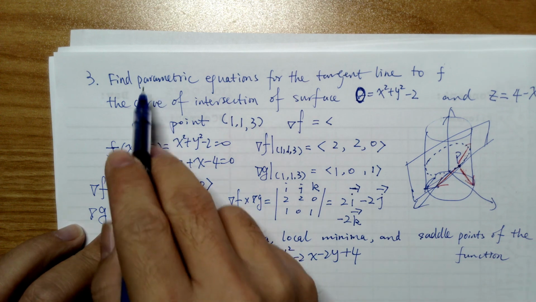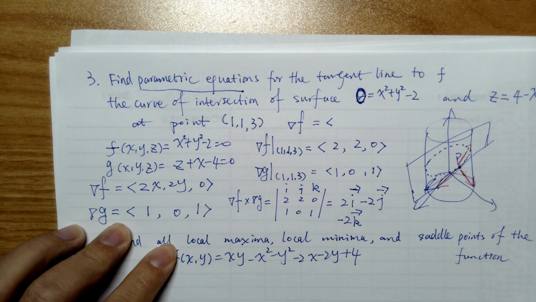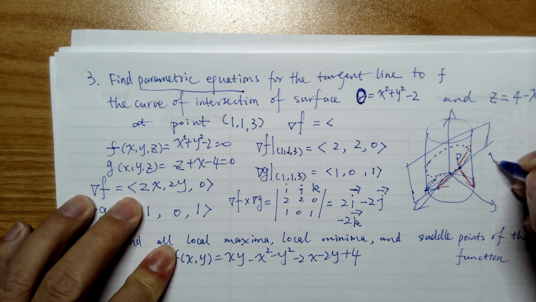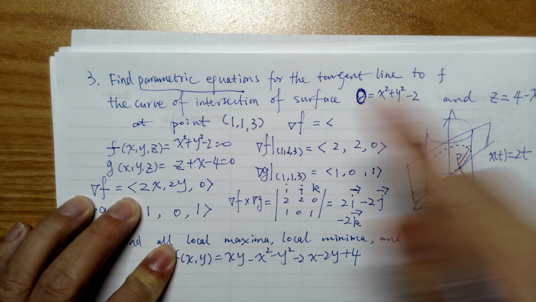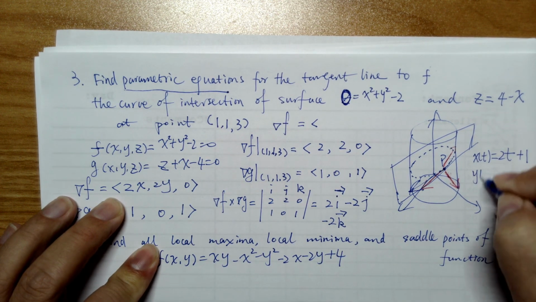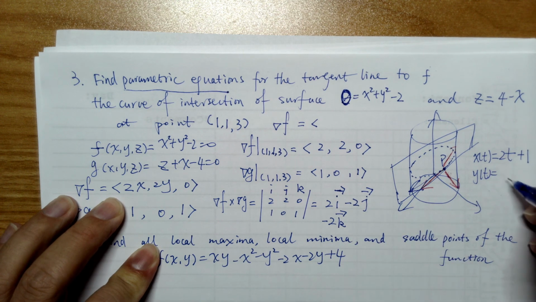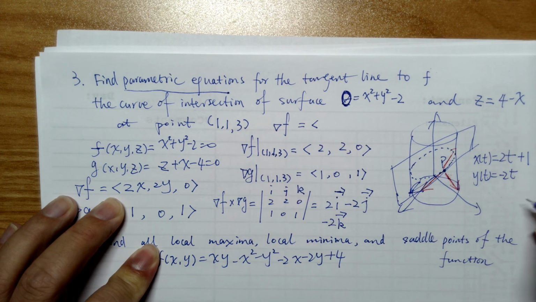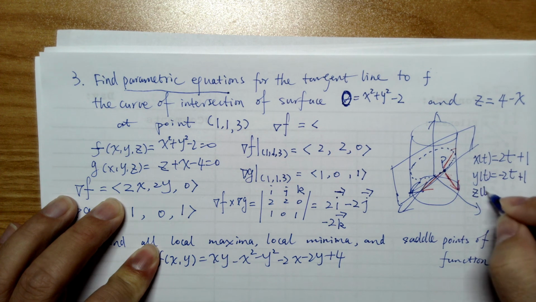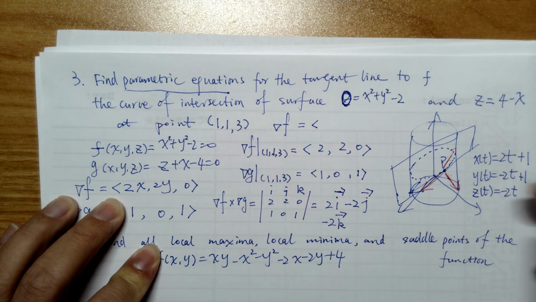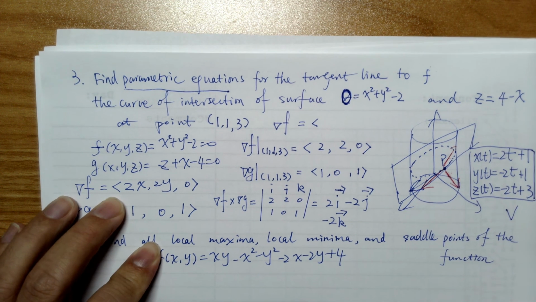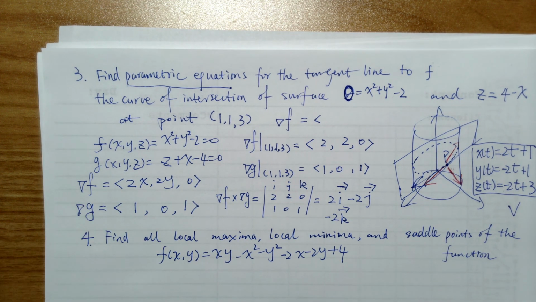So the corresponding parametric equations for this tangent line are x(t) = 2t + 1, y(t) = negative 2t + 1, and z(t) = negative 2t + 3. Okay, so that finishes this problem. That's how we handle this.